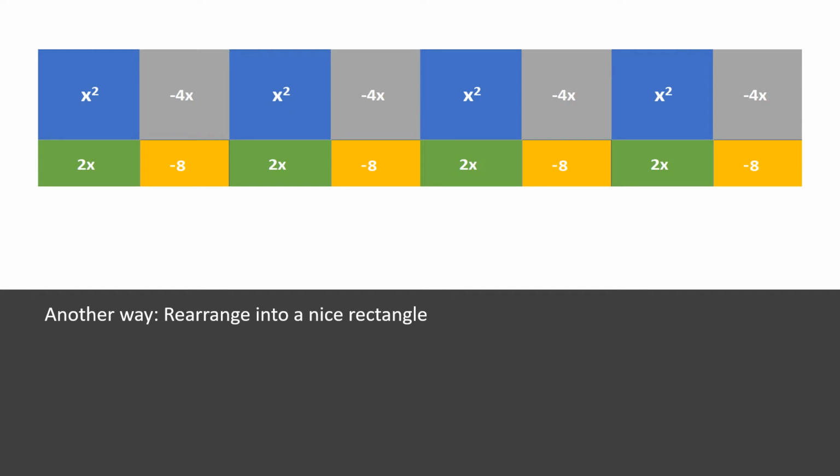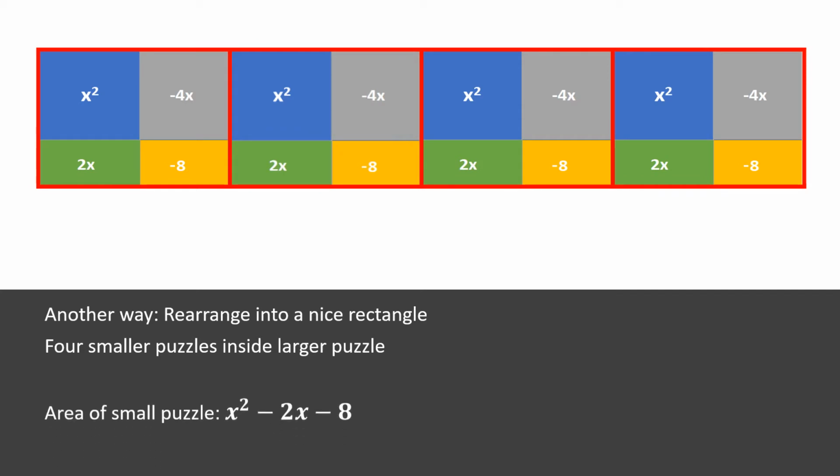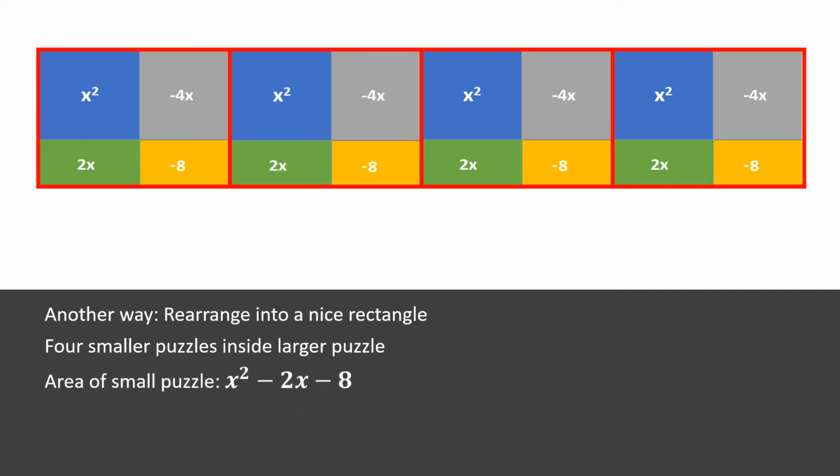Another way to approach this problem is by actually coming in and rearranging it. And you'll find out that it makes this nice rectangle. And there are actually 4 smaller puzzles inside of this big rectangle. And the area of each small puzzle is x squared minus 4x plus 2x minus 8, which simplifies to x squared minus 2x minus 8.